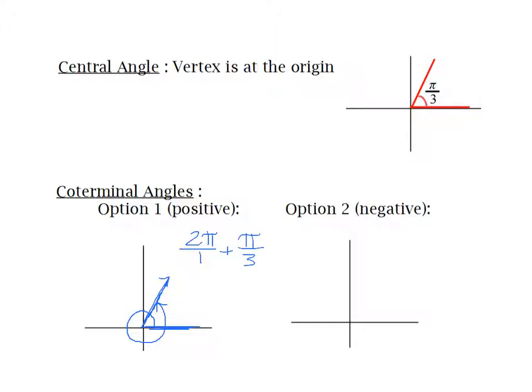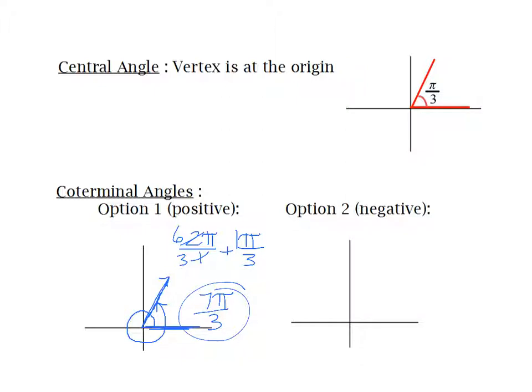2 pi written in thirds is really 6 pi over 3. Plus another 1 pi over 3. That angle that I have marked right there is a 7 pi over 3 measurement.